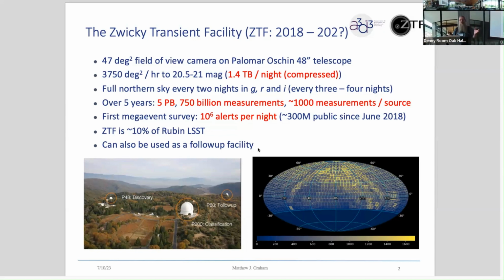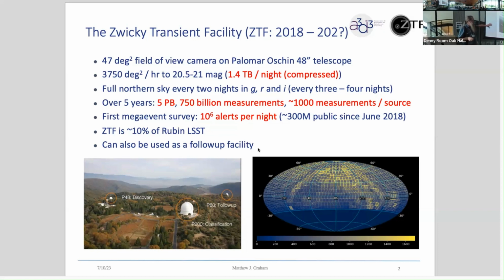And we put out somewhere between 500,000 to 1 million of those alerts per night, depending on whether it's the winter or the summer, because summer nights are shorter than winter nights. So we can't observe as much sky. And Rubin is going to put out about 10 million.